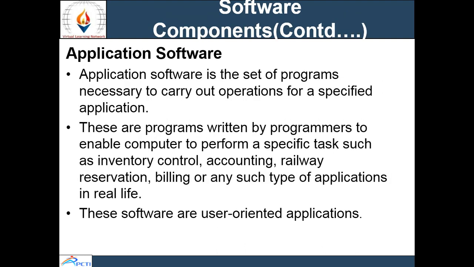Application software. Application software is the set of programs necessary to carry out operations for a specified application. These are programs written by programmers to enable the computer to perform a specific task such as inventory control, accounting, railway reservation, billing or any such type of applications in real life. These software are user-oriented applications.